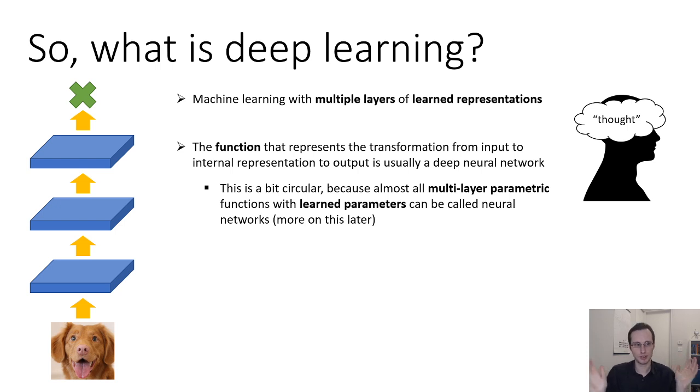You might say, well, what is a neural network? Does it have something to do with neurons? Does it have something to do with networks? I'll tell you right now, pretty much any parametric function with multiple layers of representations could be called a neural network in one way or another.